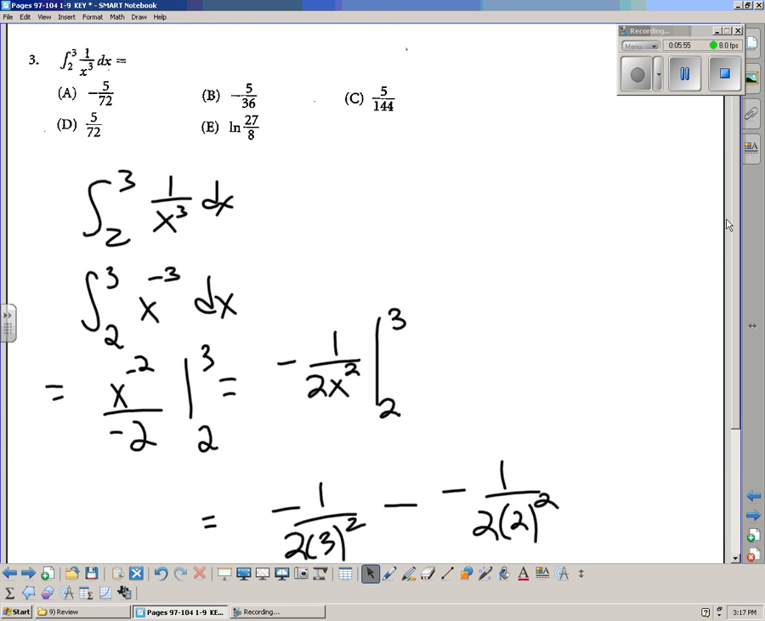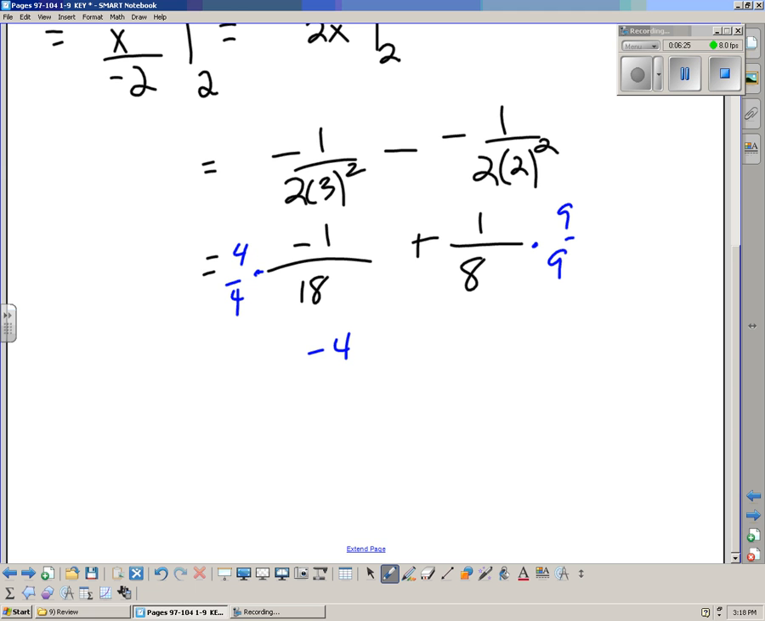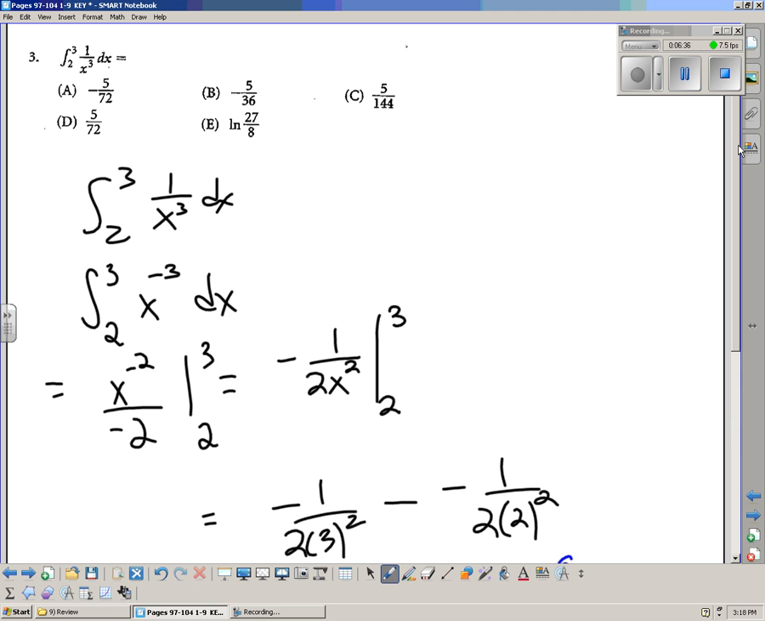They have this as one fraction, so we need to figure out what this would be as one fraction. Well, the least common denominator here would actually be a multiple of 9, 72. So the least common denominator is 72. Multiply 18 by 4 over 4, and 8 by 9 over 9, and we'll get that. So you have negative 4 plus 9 over 72. This becomes 5 over 72, which is choice D.